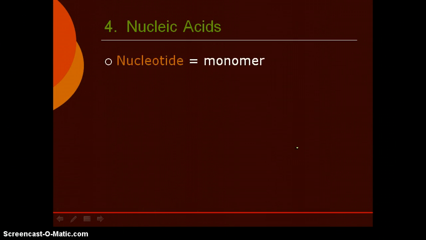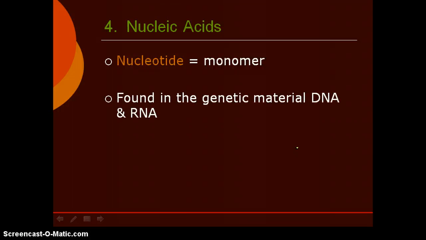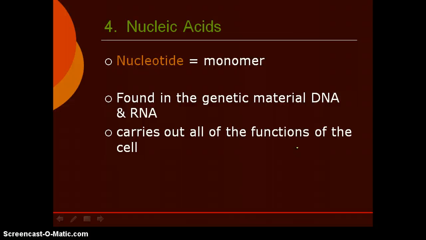And then nucleic acids, nucleotide is the monomer. It's found in the genetic material of DNA and RNA, and it carries out all the functions of the cell. So it helps to make proteins. It is your genetic information that makes you who you are. And that is the notes on the 4 molecules of life.